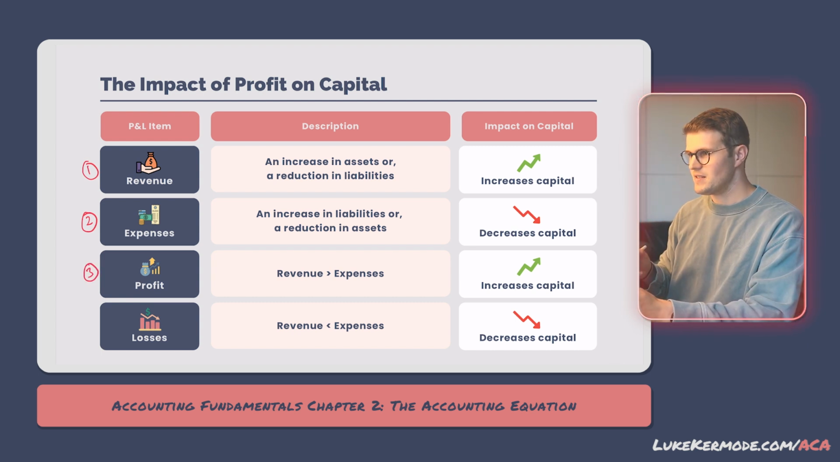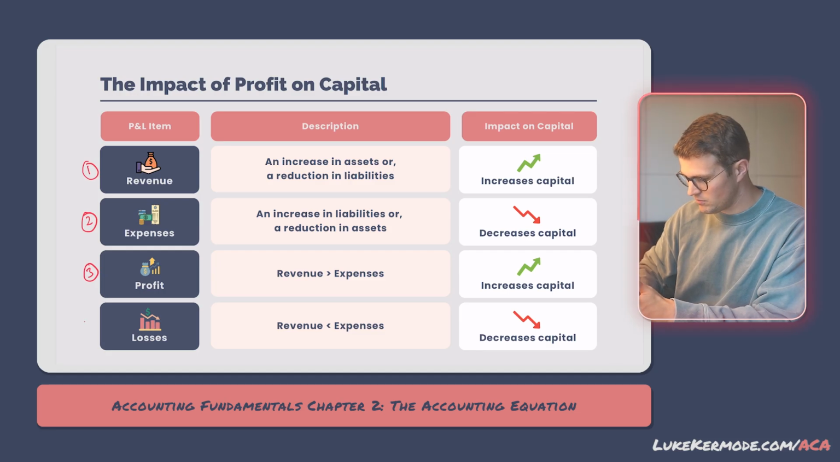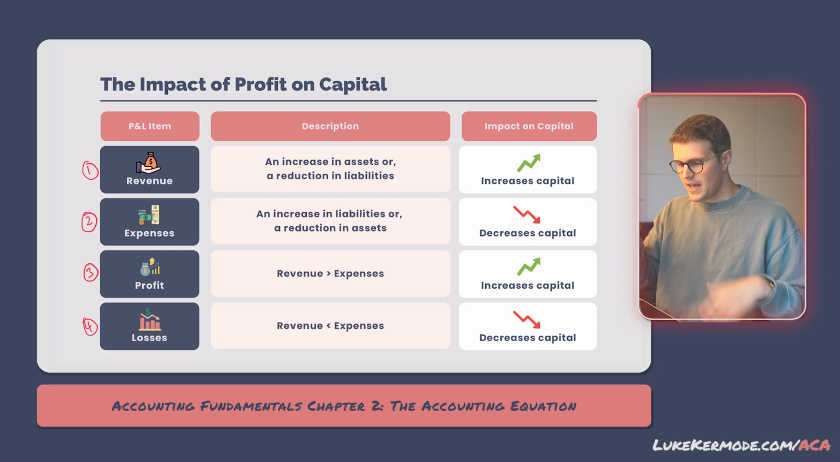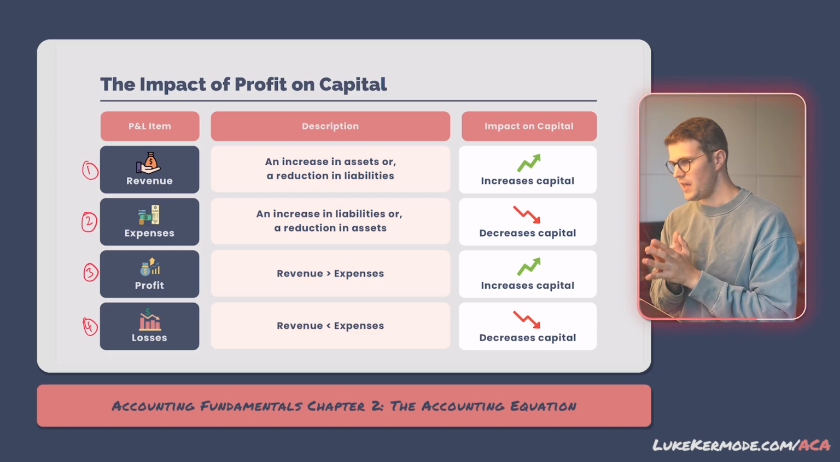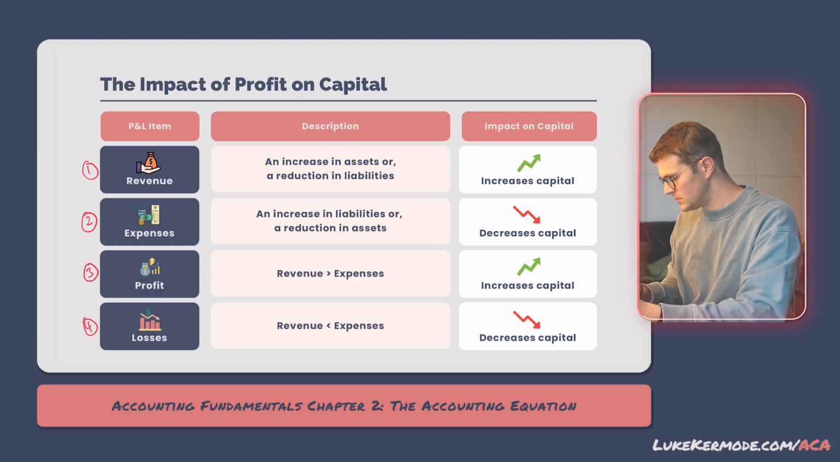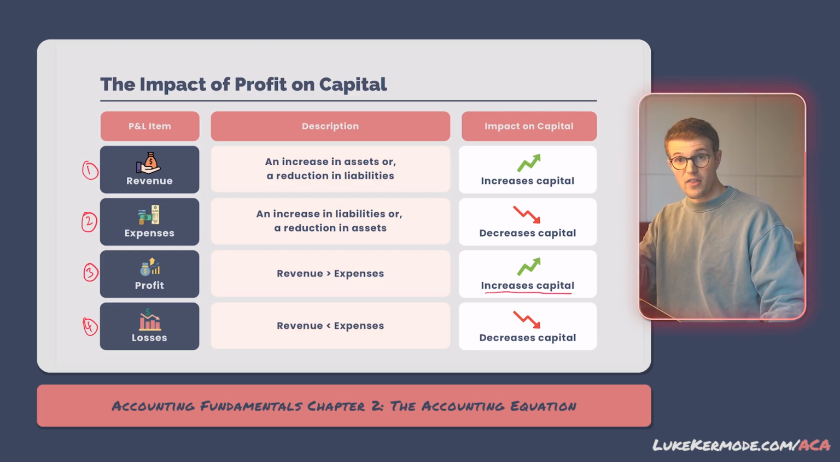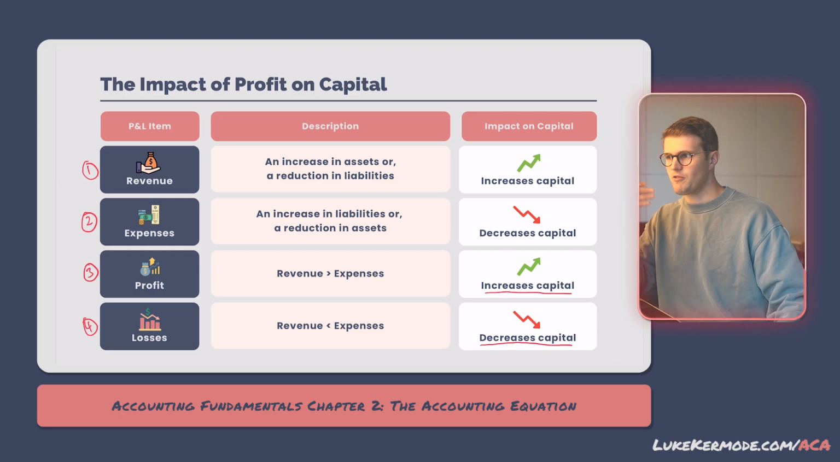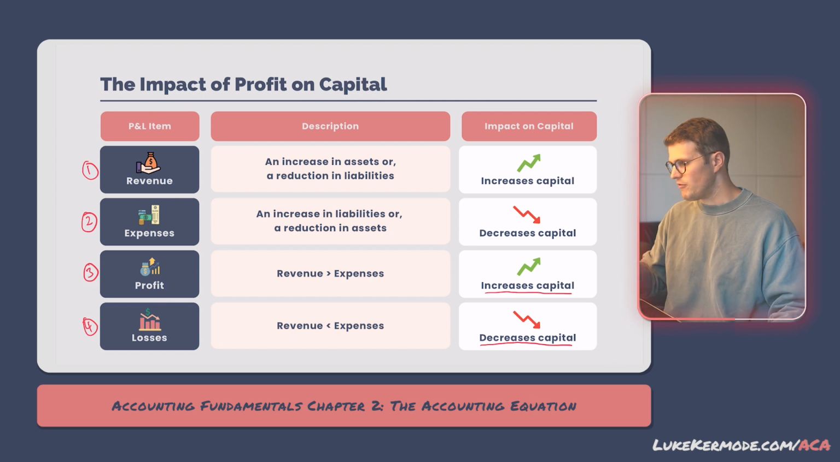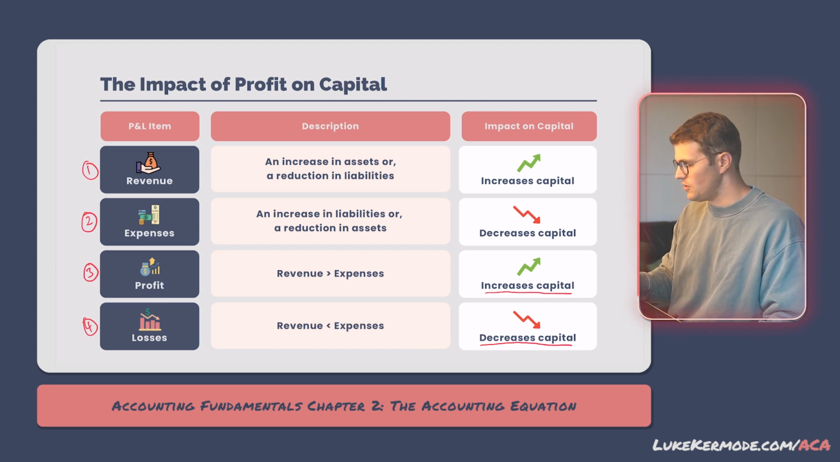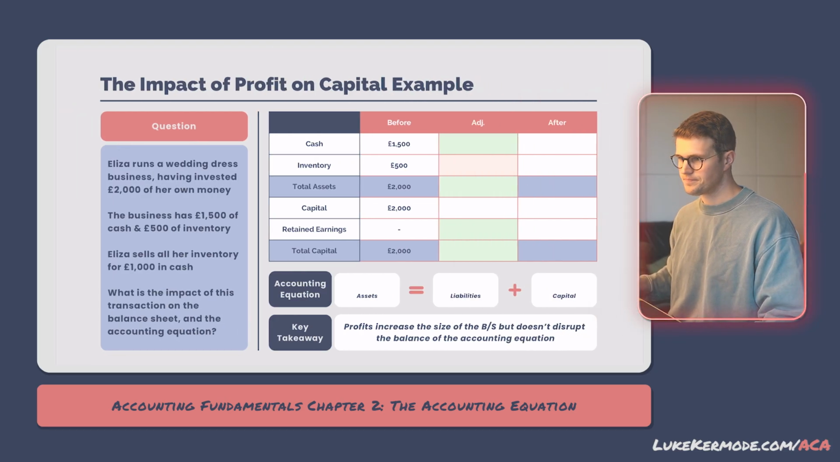But when expenses are greater than revenue, i.e. costs are higher than income, we have a loss. So here's the important part of this slide. Profits don't just sit on their own. They directly increase the capital of the business. On the other hand, losses reduce capital because they represent a depletion of the business's resources. This is why even as we track revenue and expenses separately, profit and losses always tie into the accounting equation.